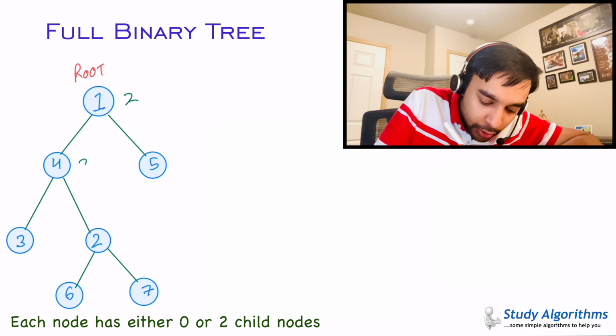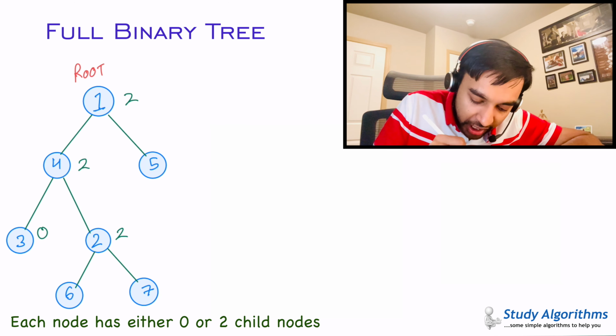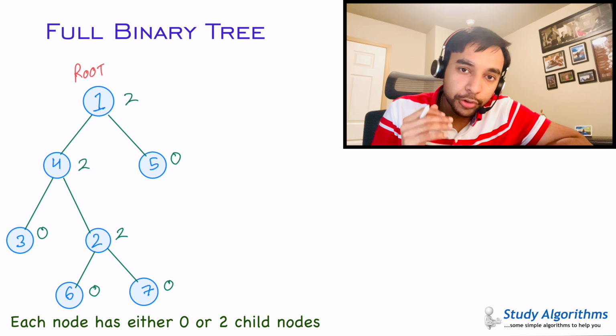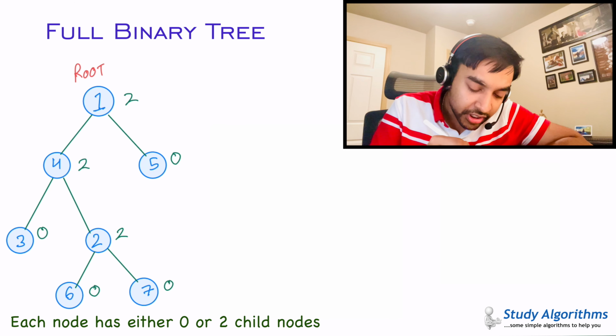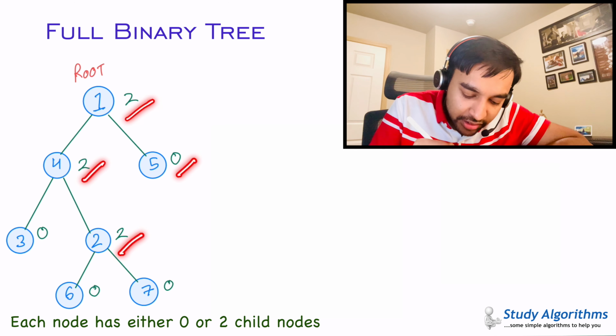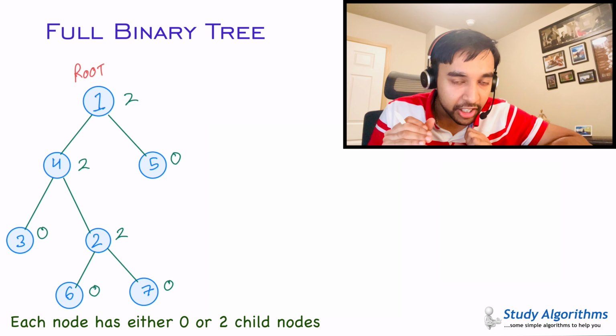Node number 4 has two child nodes. Node number 3 has zero child nodes. Node number 2 has two child nodes. Then 0, then 0, and then again 0. So now, if you look at all of these nodes, you can see that either it has two child nodes or it has zero child nodes. And this is the property of a full binary tree.